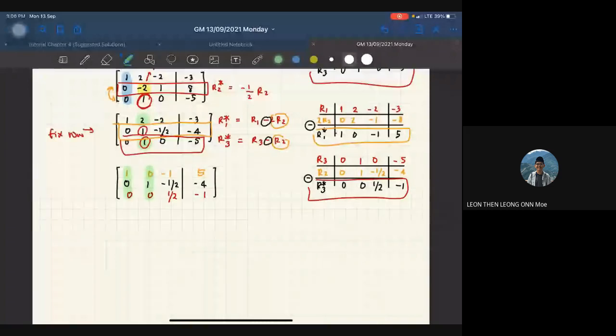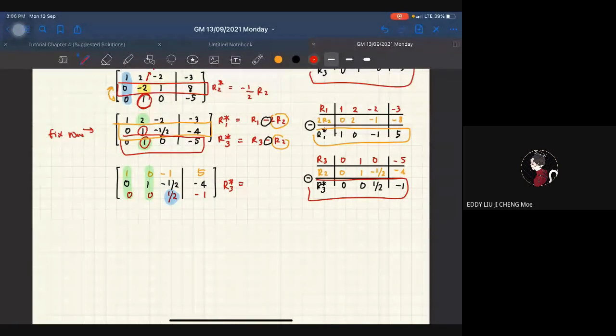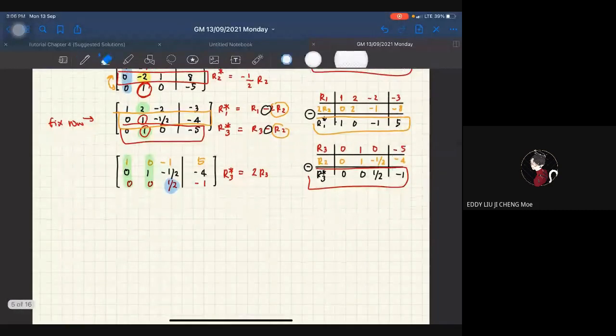And then next kita sambung dekat kita punya third column. So third column kita kena pastikan this one over here is equals to 1 first. Okay, so nak jadikan 1/2 1, kita darab dengan berapa? Times 2. Dengan 2. Okay, so you have 1 over 2. So to make it equals to 1, you just multiply with 2. So 2 times row 3, you get the new third row.